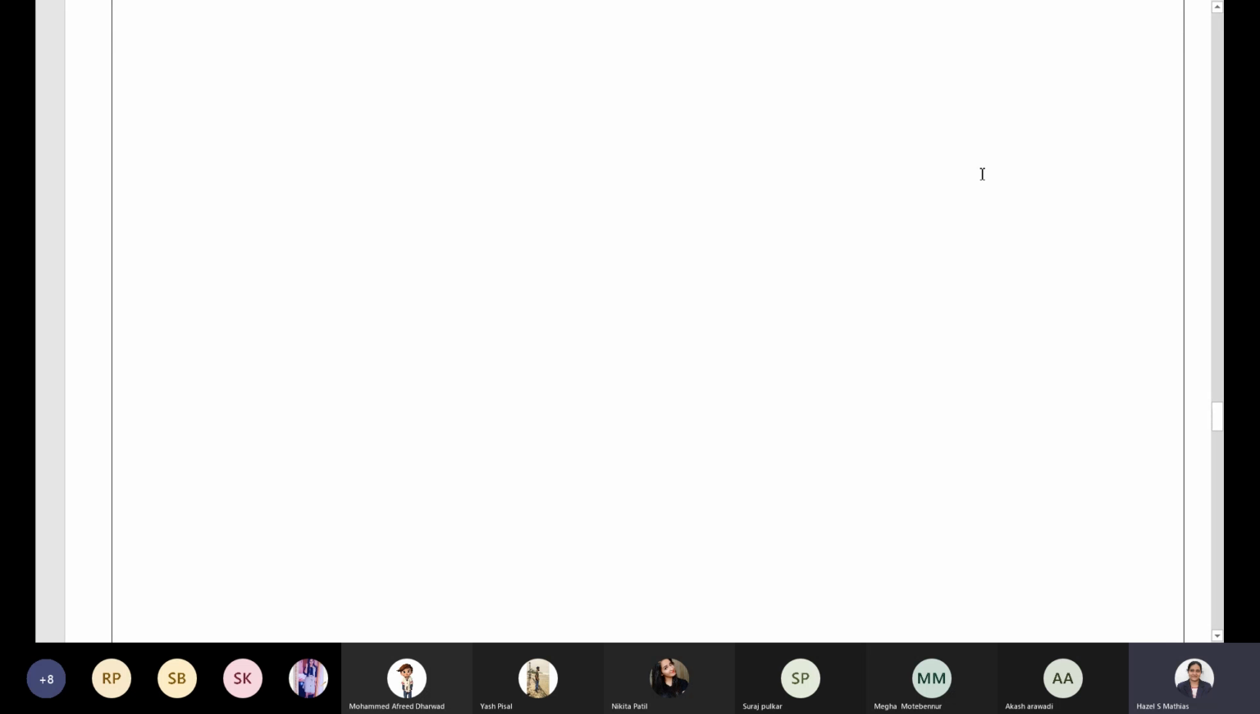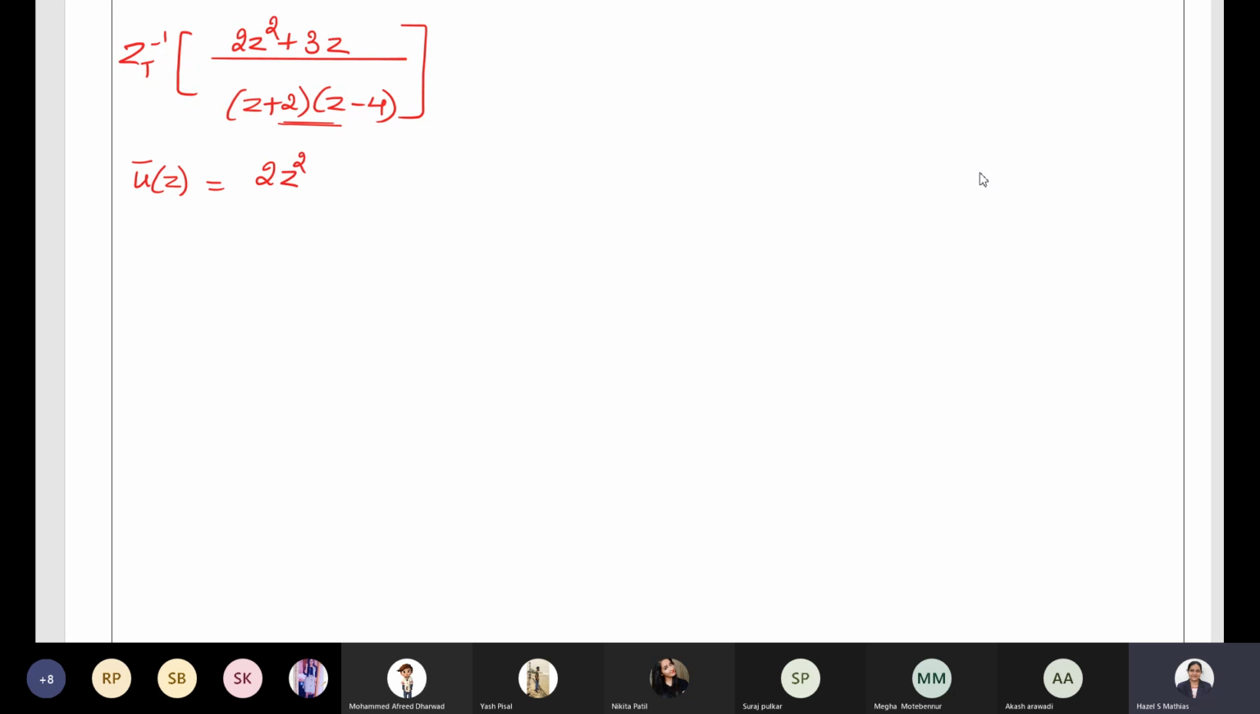So the last question I'll discuss. This also you can solve easily. We need to find the inverse Z transform of 2z square plus 3z divided by z plus 2 into z minus 4. The denominator is a product of linear factors, so there is nothing much to do. Take U bar of z equal to 2z square plus 3z divided by z plus 2 into z minus 4. Next step is to find U bar of z divided by z.